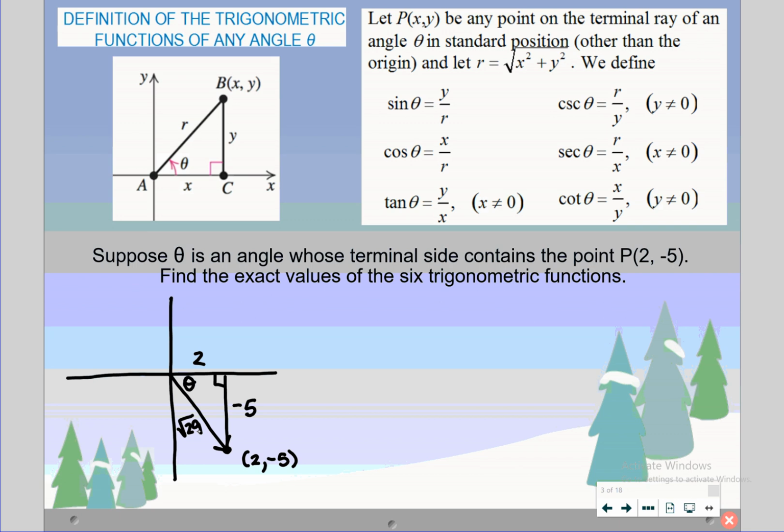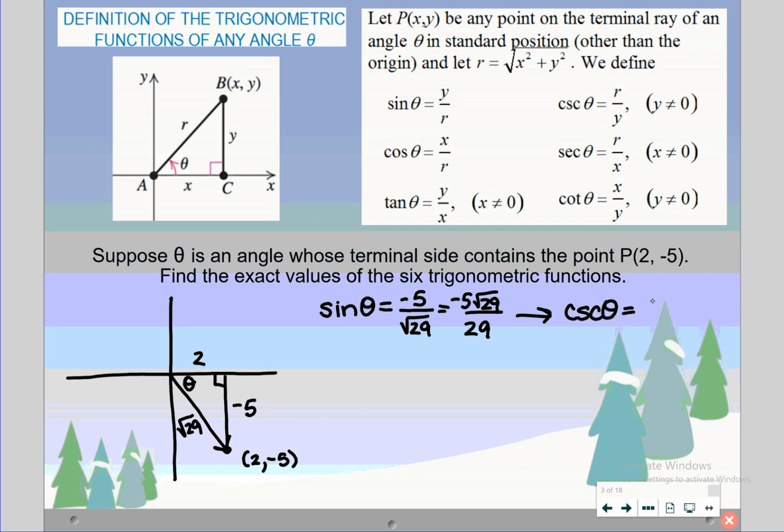Once you have this picture, you can then just use your SOHCAHTOA ratios to find all 6 trig functions. So let's say I want to find sine of theta. That would be opposite over hypotenuse, -5 over root 29, which hopefully you're being able to do a little quicker. If I multiply by that radical over itself, I'm going to end up with -5 root 29 over 29.